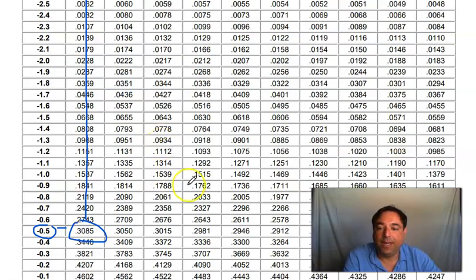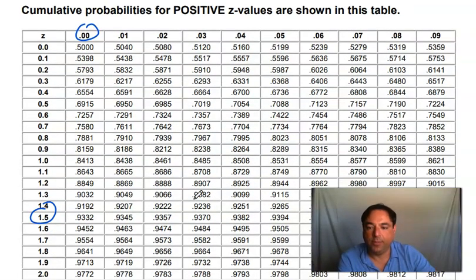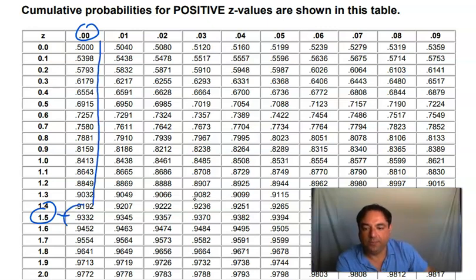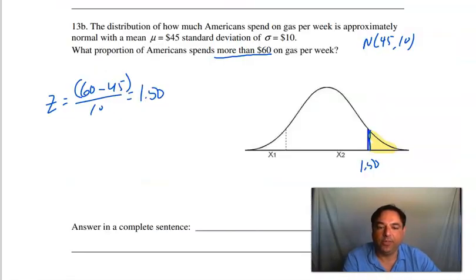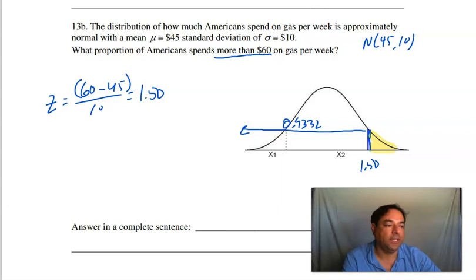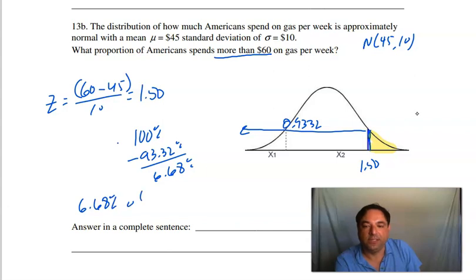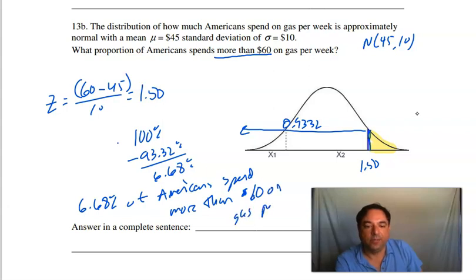As we go back to the z-table, we look up positive 1.50, and we match that up. 1.50 gives us 0.9332, but the table always tells us less than. Well, we're looking for more than. So we have to do 100% minus 93.32%, which gives us 6.68%. So 6.68% of Americans spend more than $60 on gas per week.